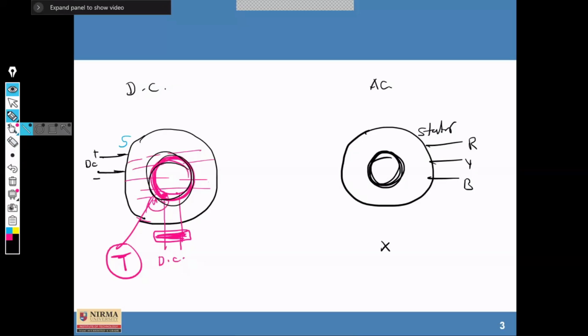But the construction of this rotor is made in such a way that the EMF is induced in it, and hence current. Clear? Here in DC machine, we are giving supply to the stator for field winding, and we are also giving supply to the armature, which is a rotating part. So sometimes DC machine is also known as conduction machine.